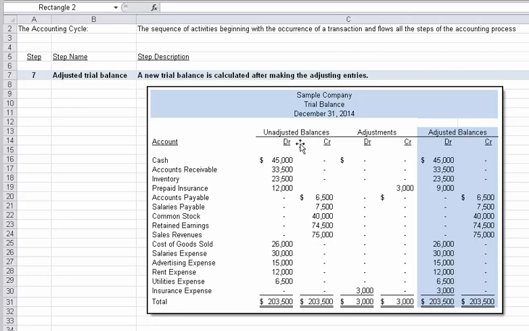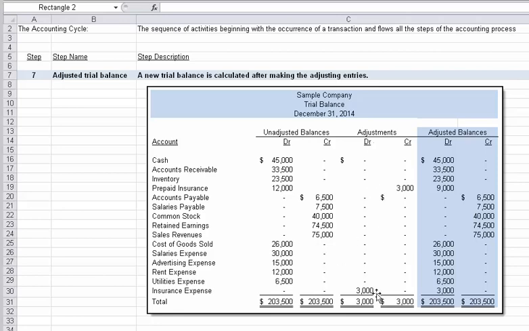Now, we actually started off with an unadjusted balance, and then we made adjustments, and then the debits and credits that we see at the end is really the adjusted trial balance. Now, sometimes that's all you'll see. You won't see an unadjusted balances or adjustments column, but I wanted to present it this way to show you how the flow works. We would start off with unadjusted balance.